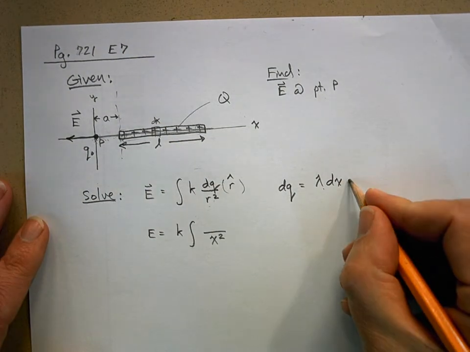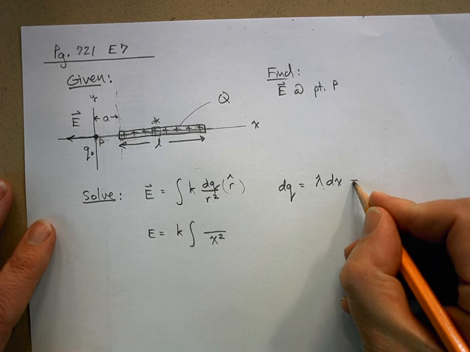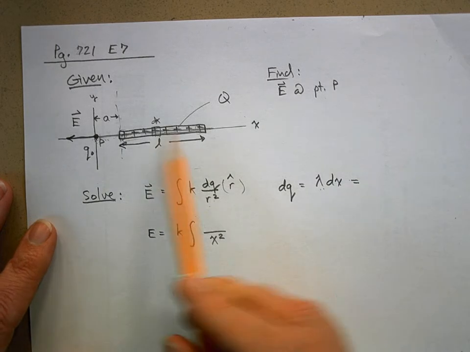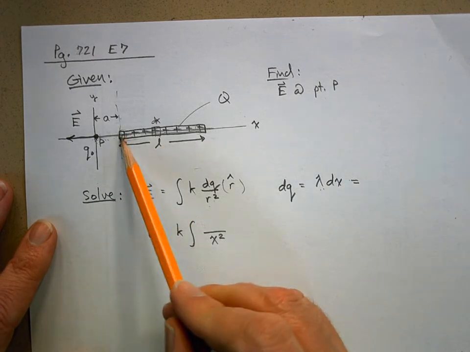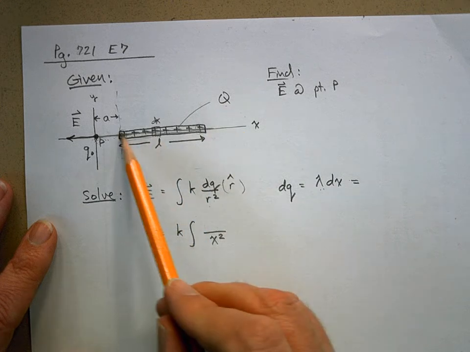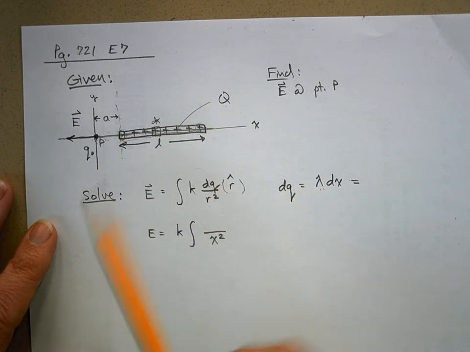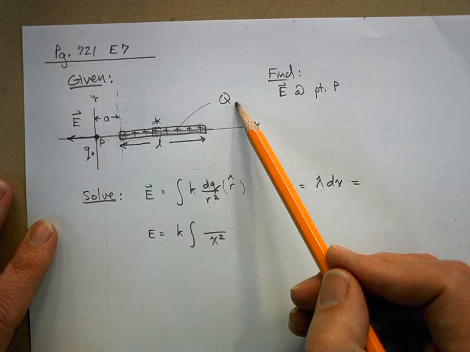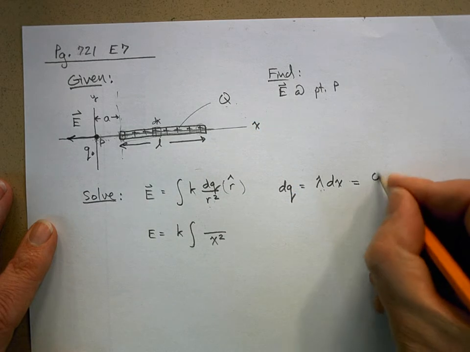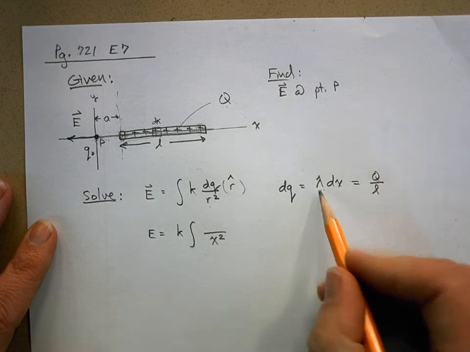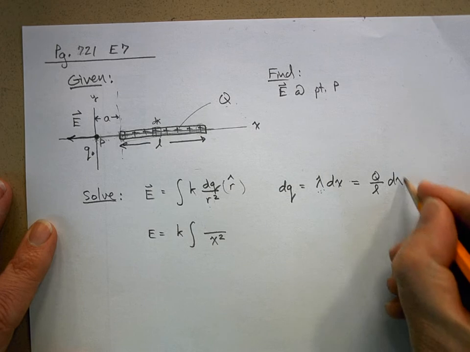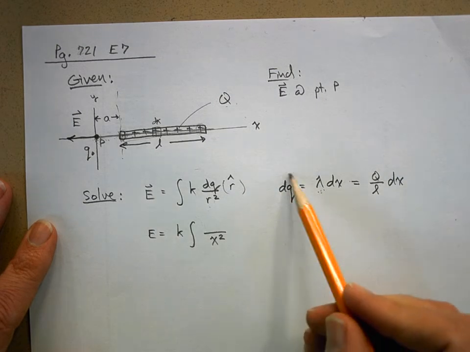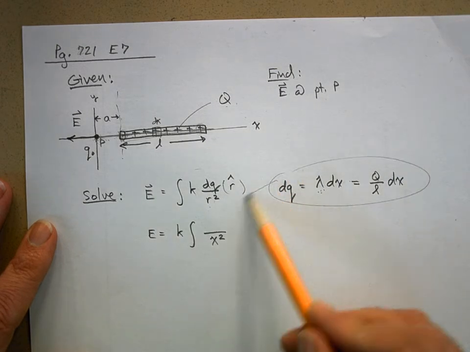And now what is lambda, though? We can get lambda in terms of the given quantities. It said in the problem this charge, Q, is spread out evenly over this. So the charge per unit length is just the charge divided by the length. So this is Q over L, that's what lambda is, times dx. So now I can substitute this for dq right in there.